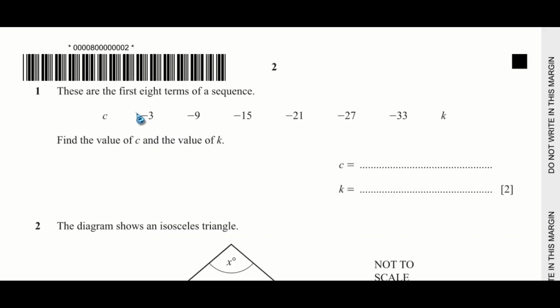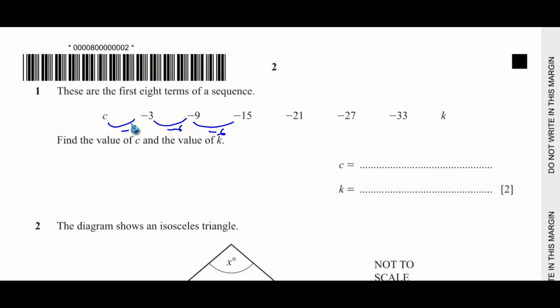If you observe very well, you see that the term-to-term rule is add negative 6. Because if you add negative 6 to negative 3, you get negative 9. If you add negative 6 to negative 9, you get negative 15, and so on and so forth.